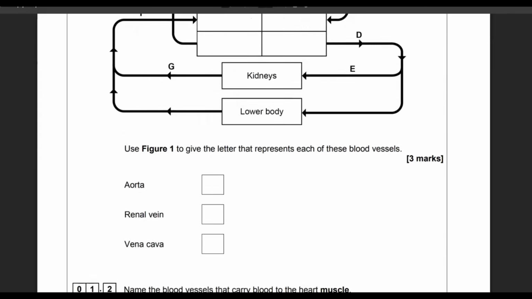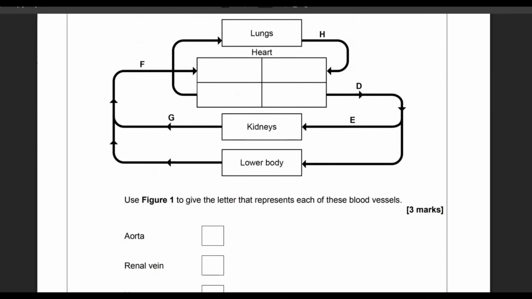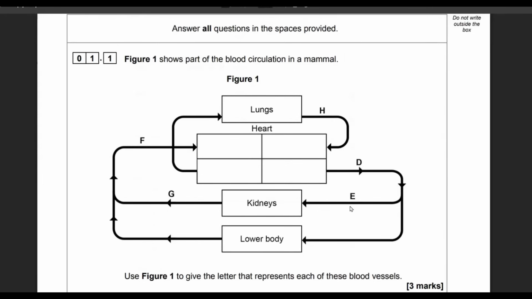What about the renal vein? So the renal vein, anything with the word renal, is to do with your kidneys. Now, veins go towards the heart and carry deoxygenated blood. So E would be like the renal artery because it's coming off of the aorta. It's carrying oxygenated blood to the kidneys and supplying them with oxygen for respiration. And G would be the renal vein because veins bring blood back to the heart, deoxygenated blood back through the vena cava.